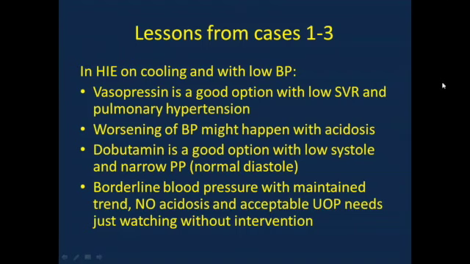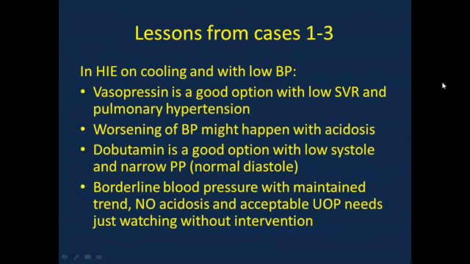So again, vasopressin is a good option with low systemic vascular resistance and pulmonary hypertension. Worsening of blood pressure might happen with acidosis. So what you need to do in such a scenario is just improve the pH, because systemic vascular resistance and also pulmonary vascular resistance are very sensitive to changes in the pH with significant acidosis. Dobutamine is a good option with low systole and narrow pulse pressure.